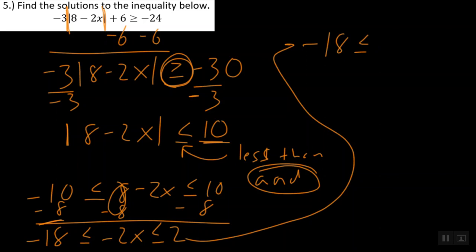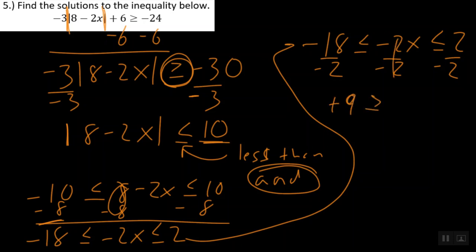If I could write the -2x correctly, that would be nice. -2x is less than or equal to +2. Now this one's going to be a little bit tricky because we'll divide all three sides by -2. Well, what happens to our inequalities? They all flip. -18 divided by -2 is +9, which is greater than or equal to x. This flips to be greater than or equal to 2 divided by -2, which is -1.